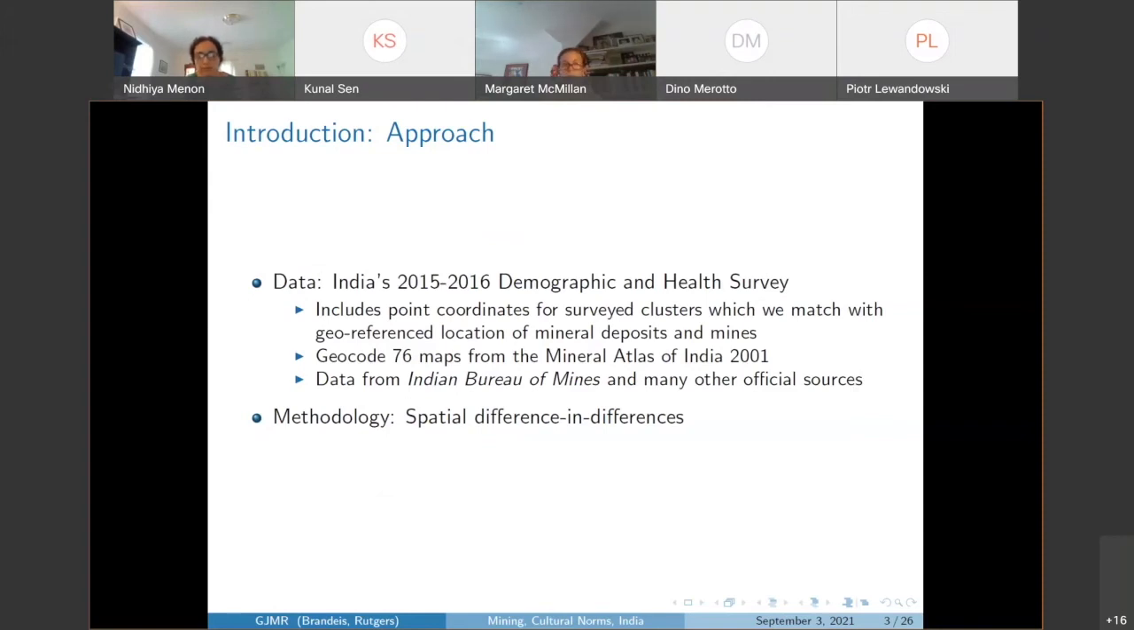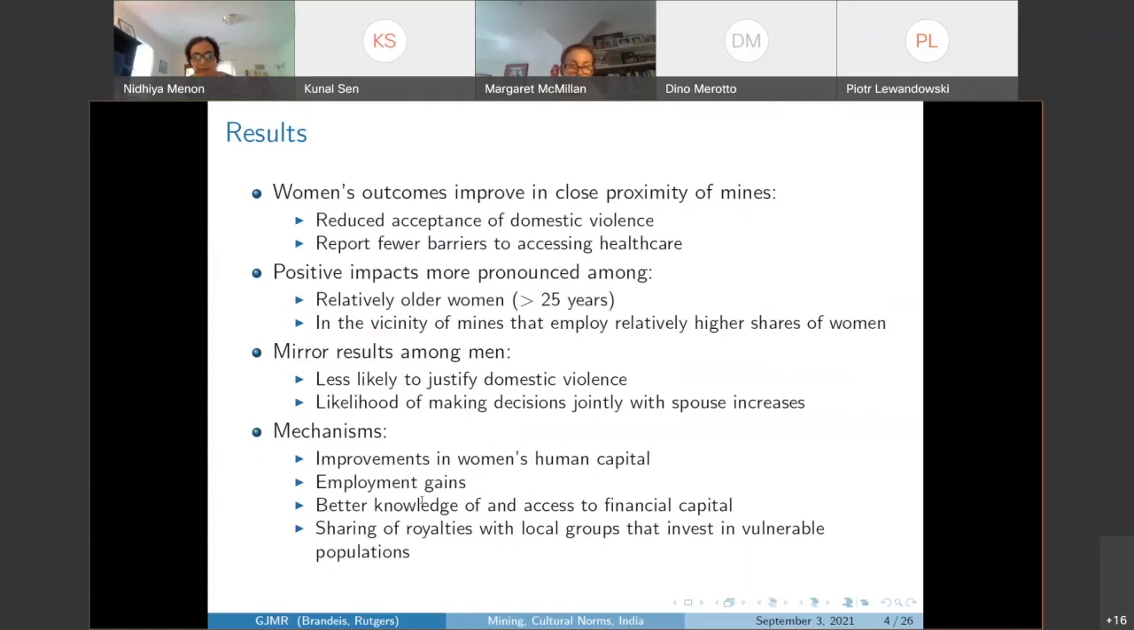We introduce some temporal aspects as we go along, but again, I'm going to leave you to read the paper for that. Let me just talk you through the list of results that we have, and I'll only be able to show you one or two. So women's outcomes, there's no question, improve in the close proximity of mines. There's reduced acceptance of domestic violence. They report fewer barriers to accessing healthcare.